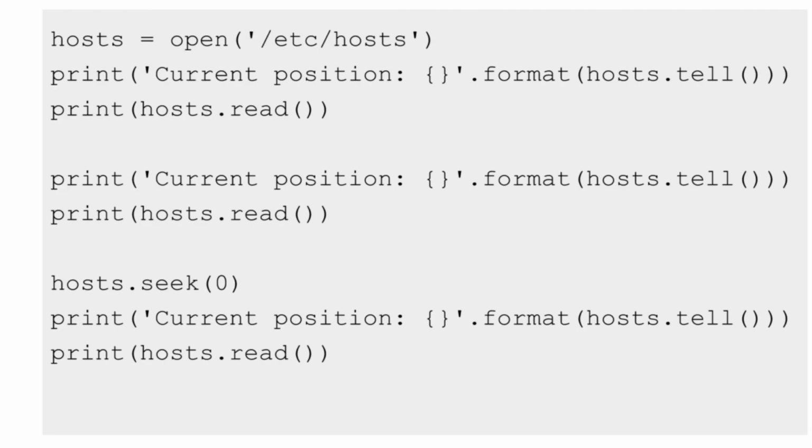As you'll see in the output on the next screen, calling read again on the file will not produce any output because there's nothing else to read from the file since we are at the end of the file already. We return to the beginning of the file by passing 0 to the seek method on the host file object. We display that position to the screen, and finally we reprint the contents of the file to the screen.